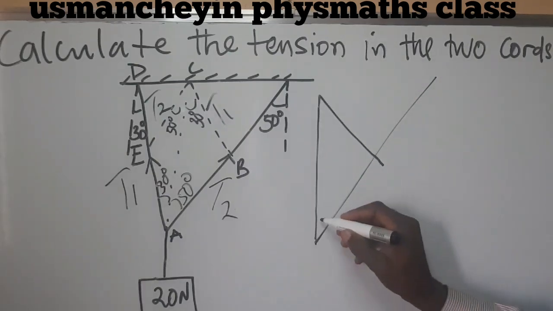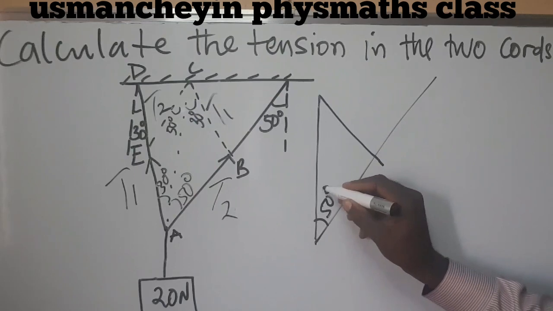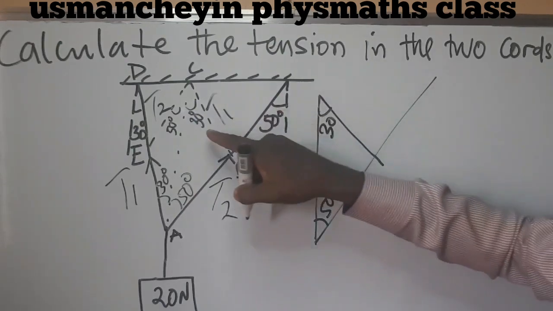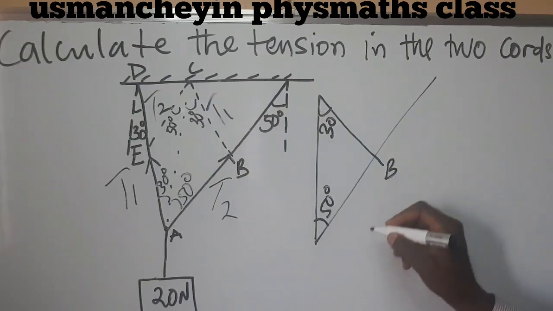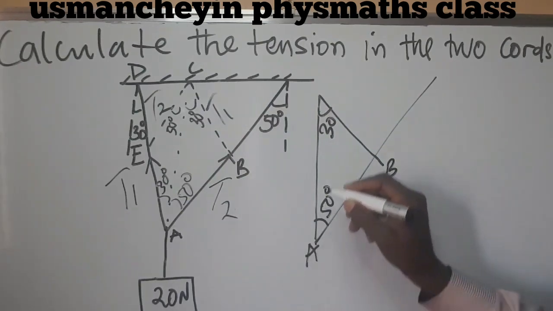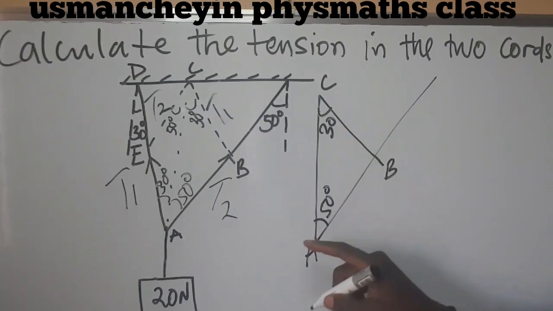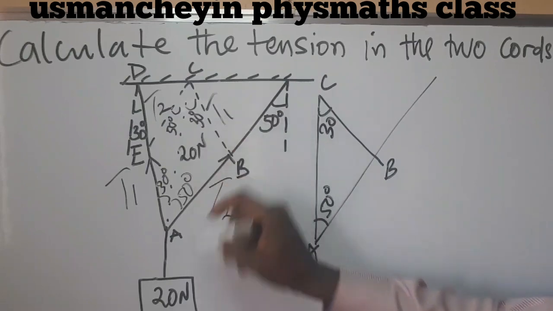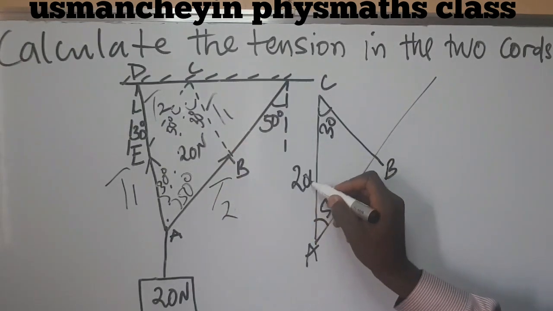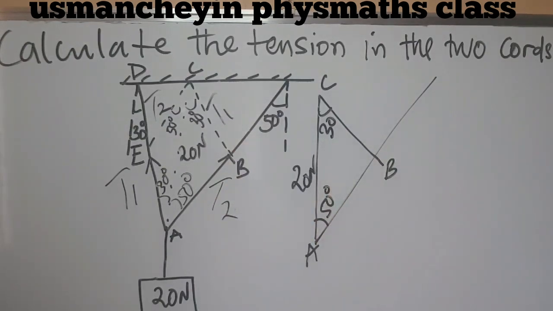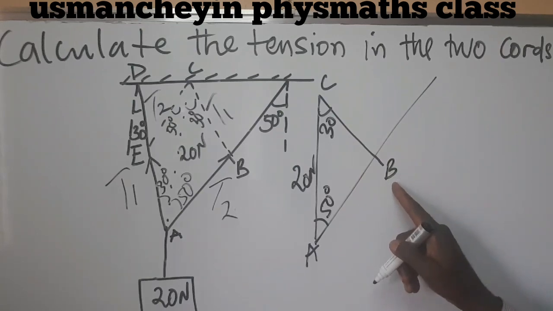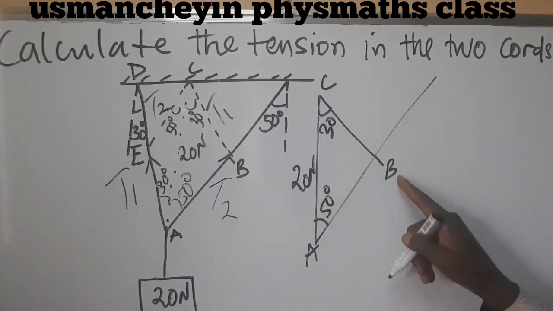So this is 50 degrees, this is 30 degrees, and this should be our B, and this is A, and this is C, and of course this line here is 20 Newton, which is the first, so here will be 20 Newton. So if that is true, we have angle A, we have angle C, we don't have angle B.